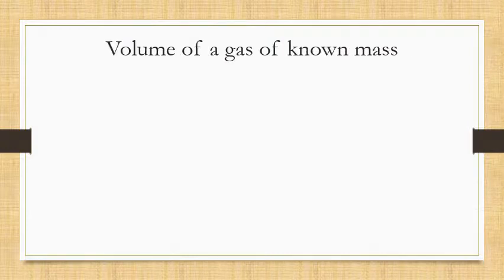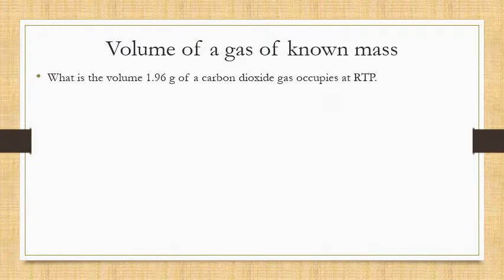So what happens if you have a volume of a gas of a known mass? So what volume does 1.96 grams of carbon dioxide occupy at room temperature and pressure? So I want you to pause this and just see if you can work it out for yourself. You might have to be using a combination of equations. And then I'm going to come and show you the answer and see if you're on the right track.